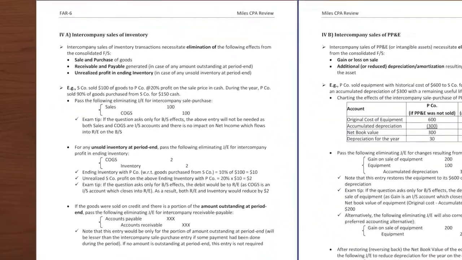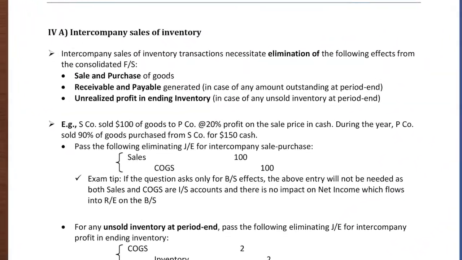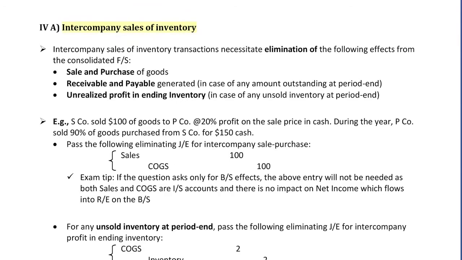Get to page 16. Highlight intercompany sales of inventory. And in such intercompany transactions, you need to make sure that you have the elimination of the intercompany sale purchase. In such an entry, you're going to have sales on the debit and COGS on the credit.